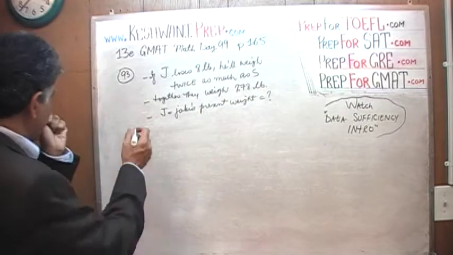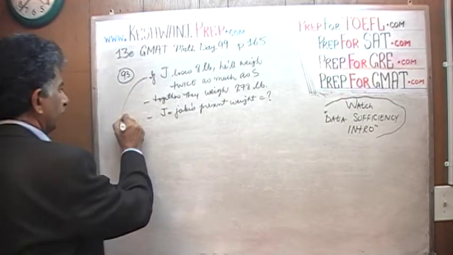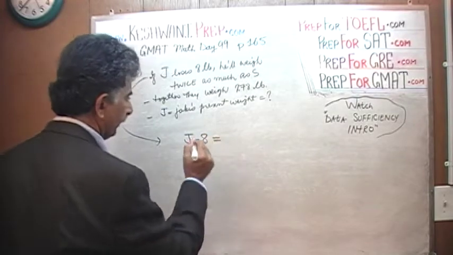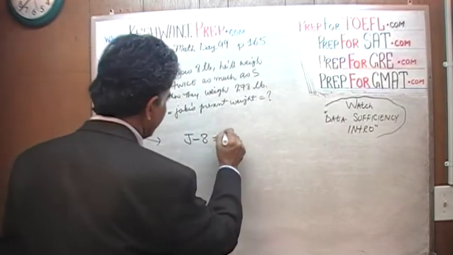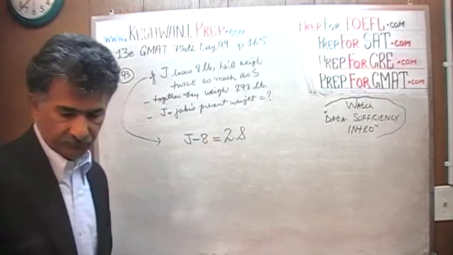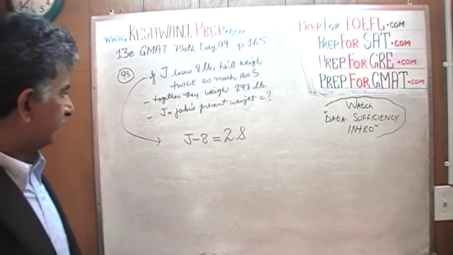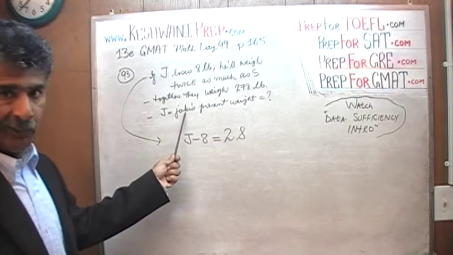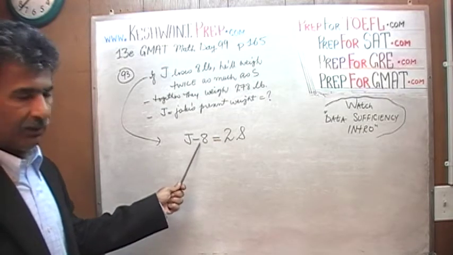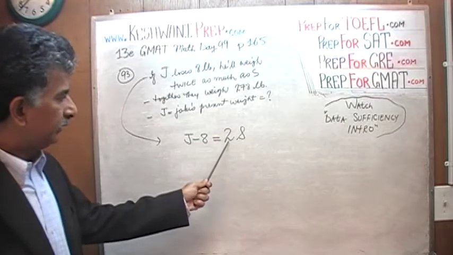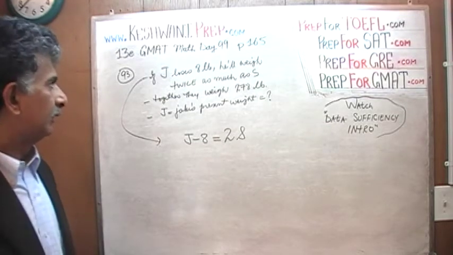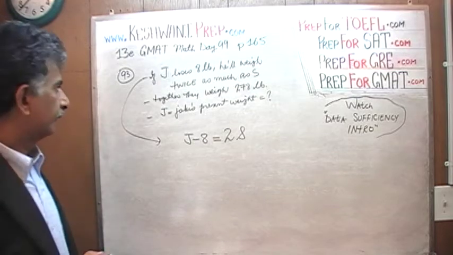Alright, so let's make an equation out of it. That's our first equation. If J loses 8 pounds, he will become twice as much as S. This is J. The letter J stands for his present weight, and if he were to lose 8 pounds, his new weight would be 2 times the other guy's present weight, twice as much as S.